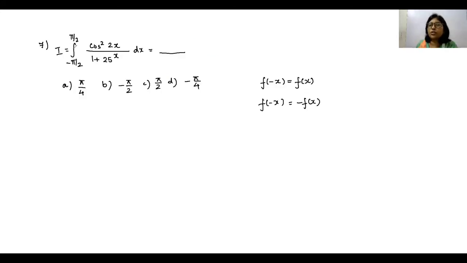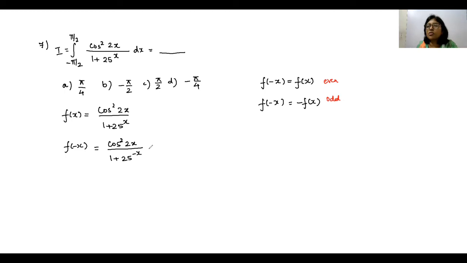Question with limits minus a to a, so we have to first check whether it is even or odd by putting x as minus x. So let us substitute x as minus x here. Now cos of 2 into minus x, that is cos of minus 2x, is actually cos 2x. And this is 25 raised to minus x. Is not equal to f(x), is not equal to minus f(x), neither even nor odd.